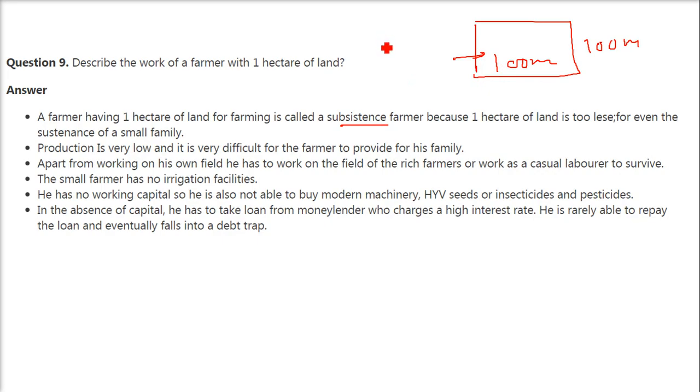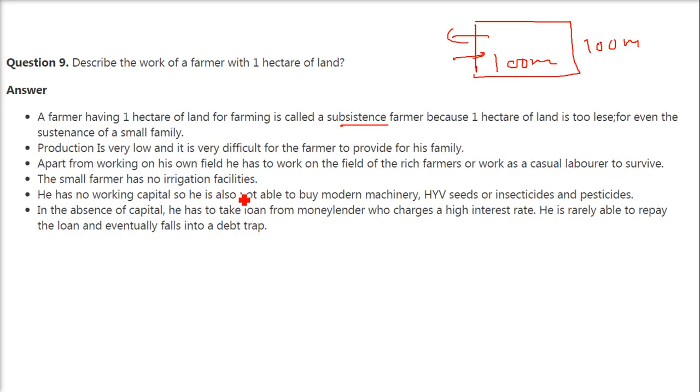Because a family of 2 parents and 3 kids, or 2 kids, and also the dependents, all the crop that will be grown here will be consumed by the family only. So production is very low, and it is very difficult for the farmer to provide for his family. Apart from working on his own field, he has to work on the field of rich farmers or work as a casual laborer to survive, because this is not enough.